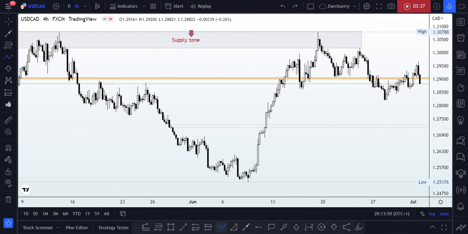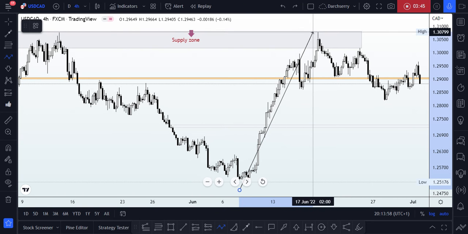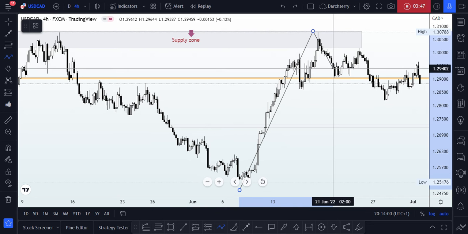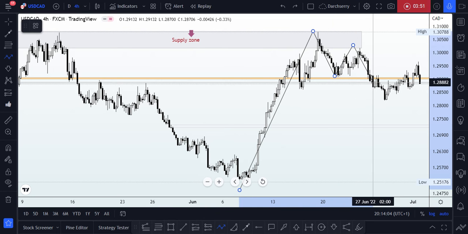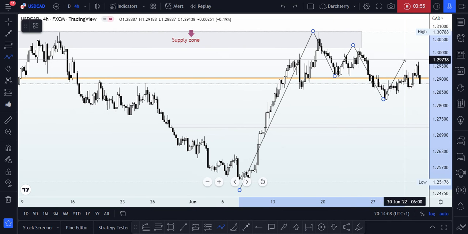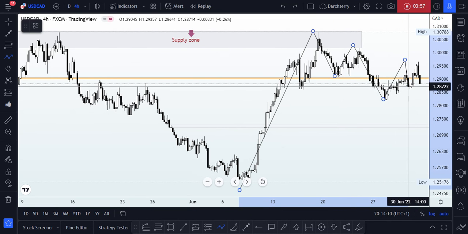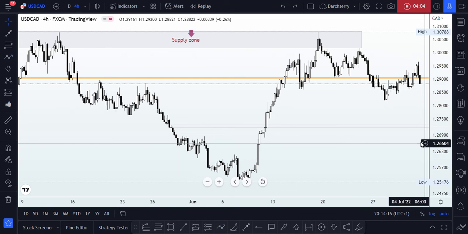Looking at that impulse leg we identified here that began on the 8th of June, we saw our price move into the supply zone we identified on the daily time frame, and we saw something that looks like a reversal pattern in the form of a double top structure. We saw a breakdown of that structure, and price did a retest into structure, giving us a confirmation that we might be going to the downside in the early part of the month of July.